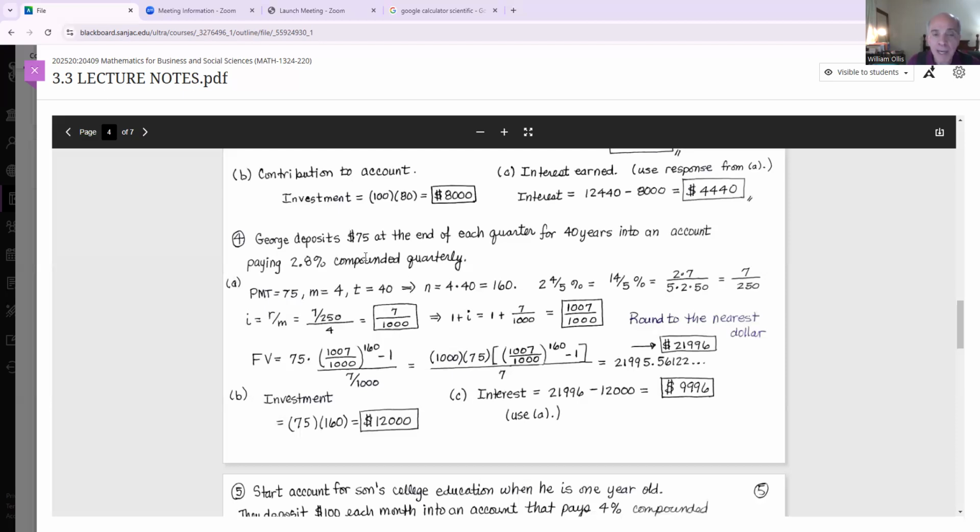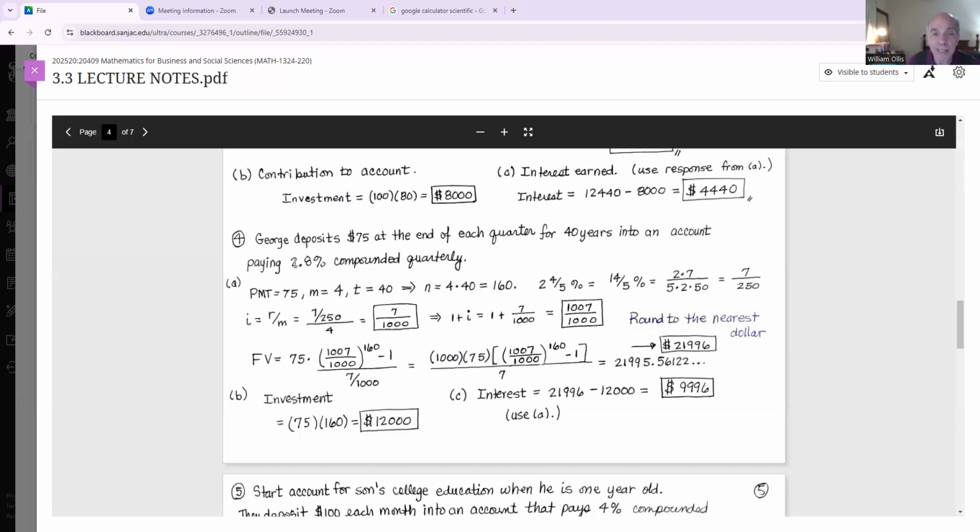So m, again, quarterly gives us 4 compoundings of interest per year. So m is equal to 4. And then, of course, t, the duration in this case, is 40 years. So now the actual total number of compoundings, and that's an easier thing to say than leviings, the total number of compoundings will just be 4 times 40, which is 160.